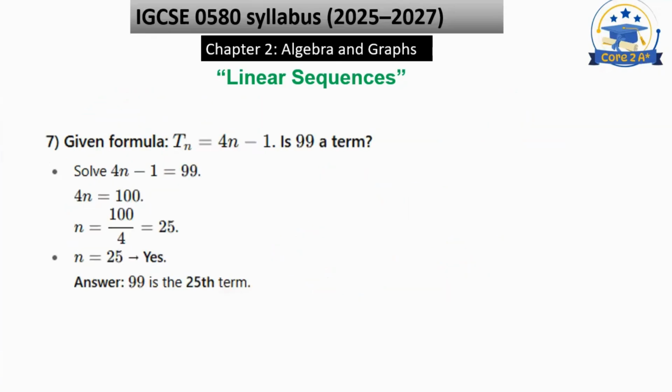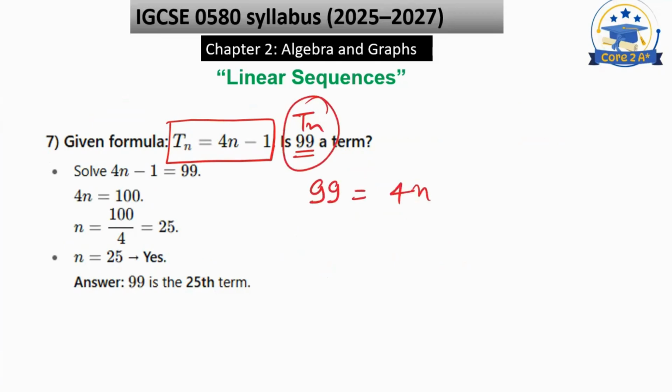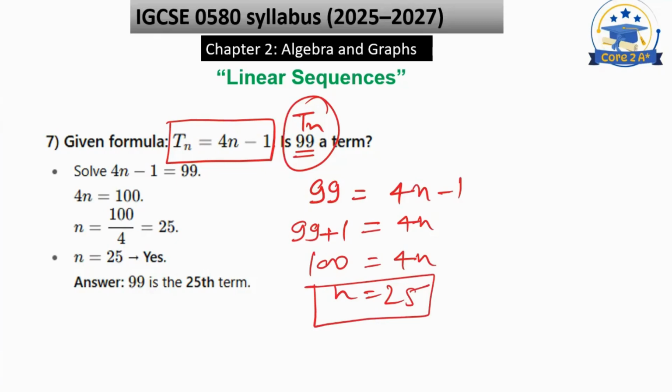Okay. Next, the formula is already given and you need to find whether 99 is a term for this particular one or not. Like the previous question, Tn is your 99. So 99 equals 4n minus 1. Keep 4n on the right hand side, and 99 plus 1 would be 100. This is 100 equals 4n. So n would be 25, right? So the position of 99, where it will be lying, is the 25th term. So the 25th term is your what?